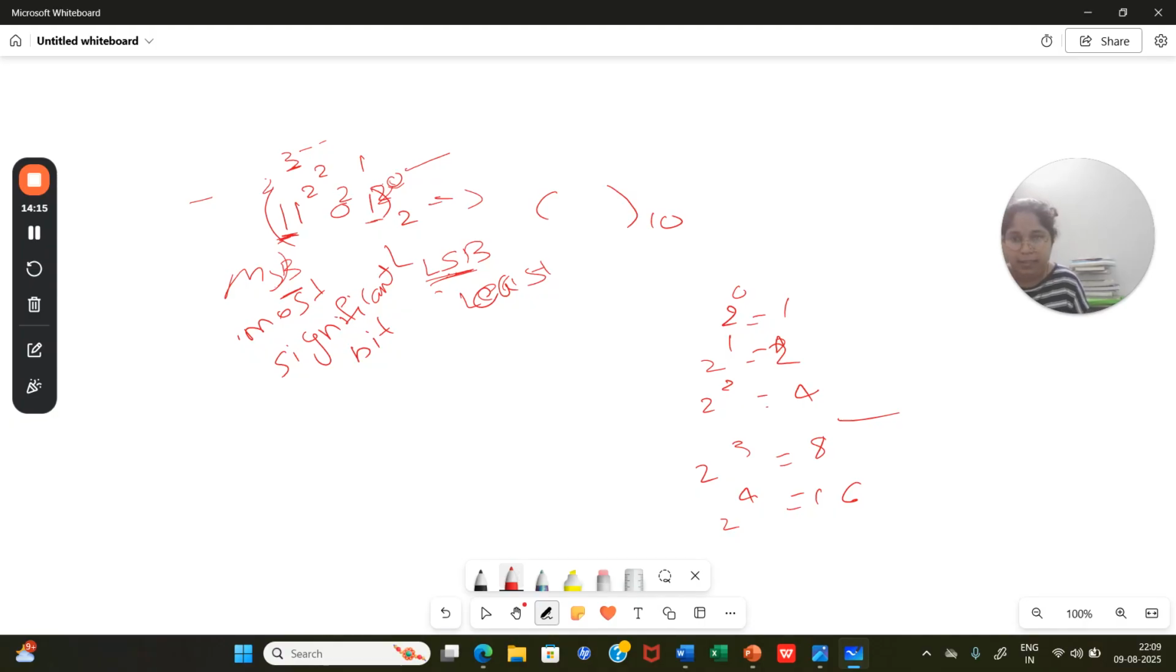So we will start with this calculation. 2 power 3 into 1 is here. Look here: 2 power 3 into 1, plus next, 2 power 2, is 1 again. 2 power 2 into 1 plus 2 power 1 into 0. Then 2 power 0 into 1. Okay, I'll rub this one.